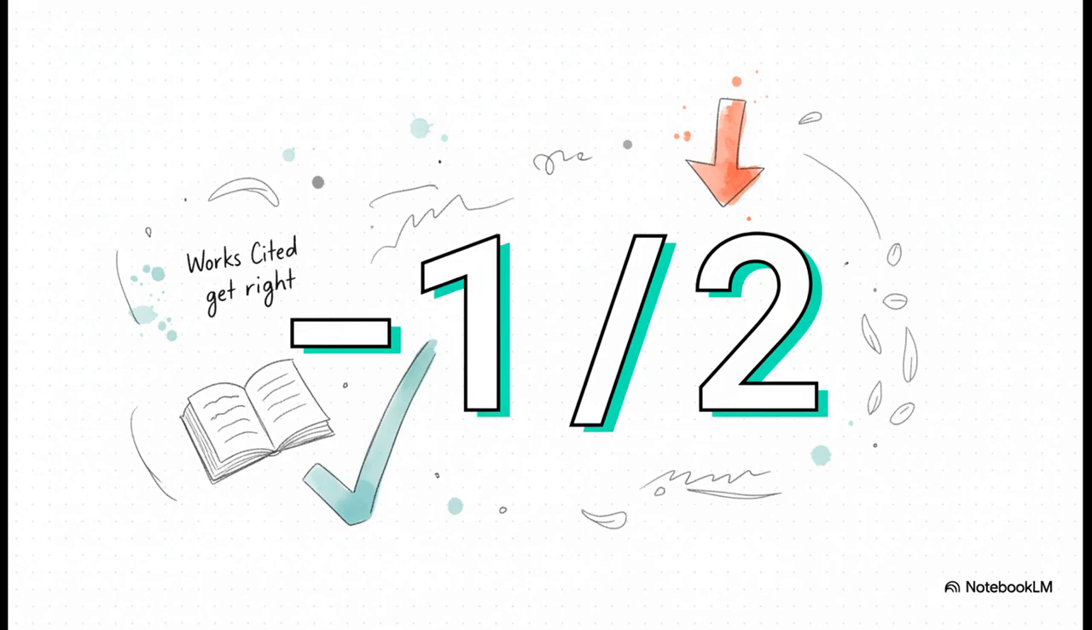Now, I have to pause on one thing here, and it is super important: the works cited page. If that page is missing from your final draft, it's an automatic half-a-letter grade deduction. That is a huge penalty for something that's really easy to get right. So please, whatever you do, do not forget it.